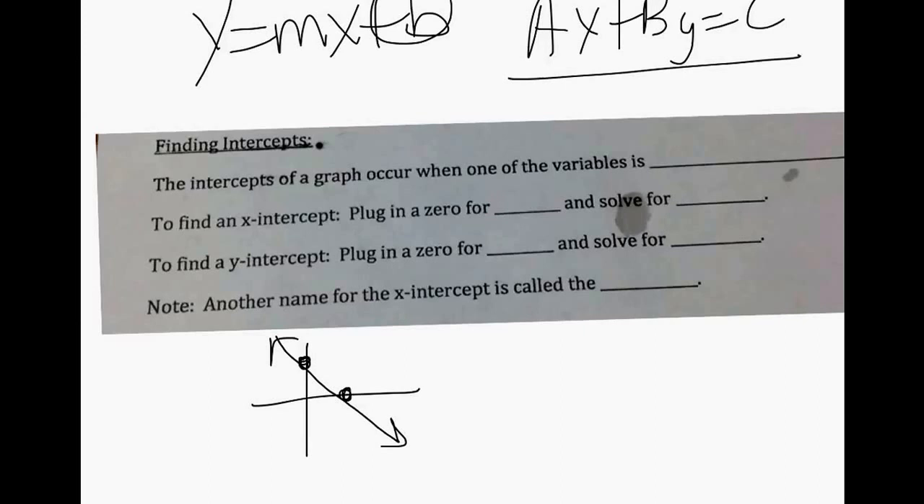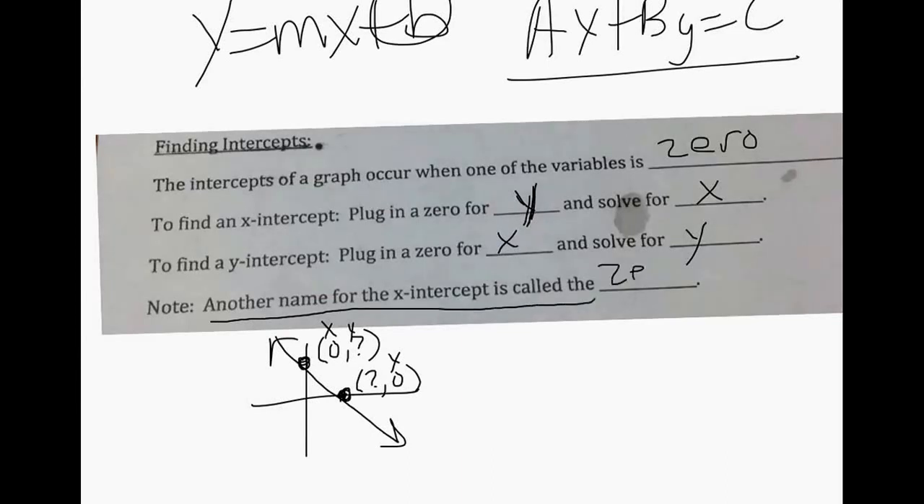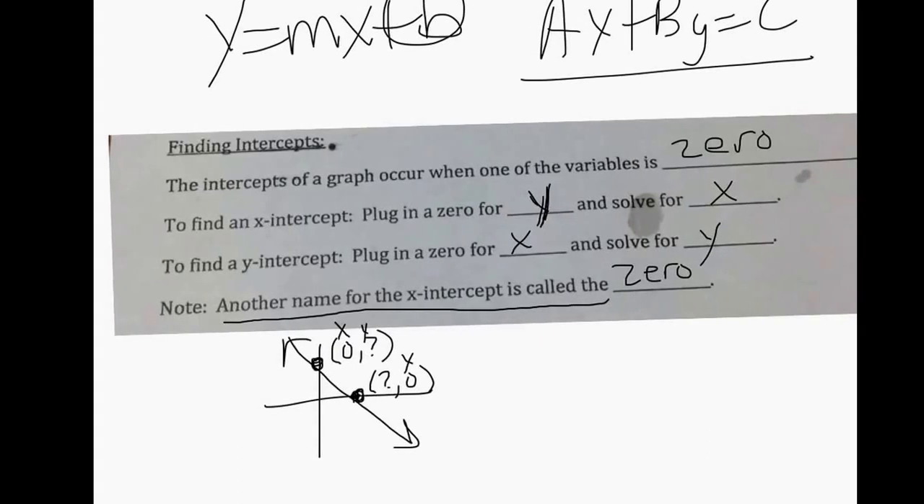It says the intercepts of a graph occur when one of the variables is 0. Here on the y-intercept it's 0 and then a number. Here on the x-intercept it's a number and then 0. So to find the x-intercept, you plug a 0 in for y and you solve for x. To find the y-intercept, you plug a 0 in for x and you solve for y. And this is an important thing: they use these words interchangeably. Another word for the x-intercept is the zero. For the y-intercept we call it the b. The x-intercept is also known as the zero.